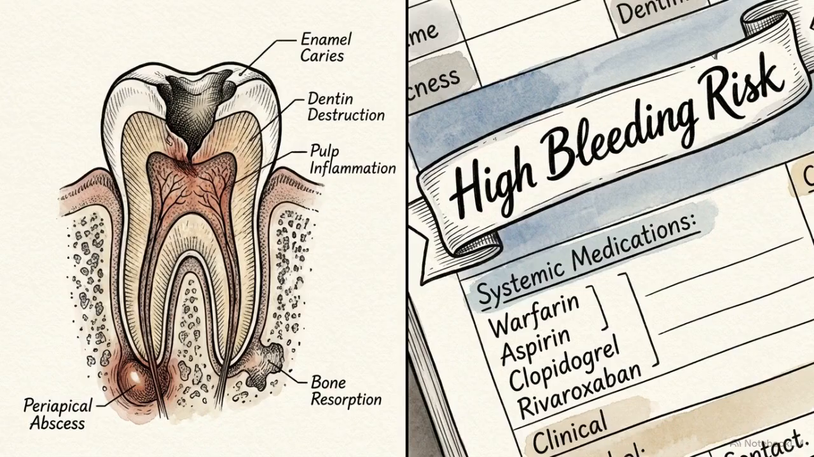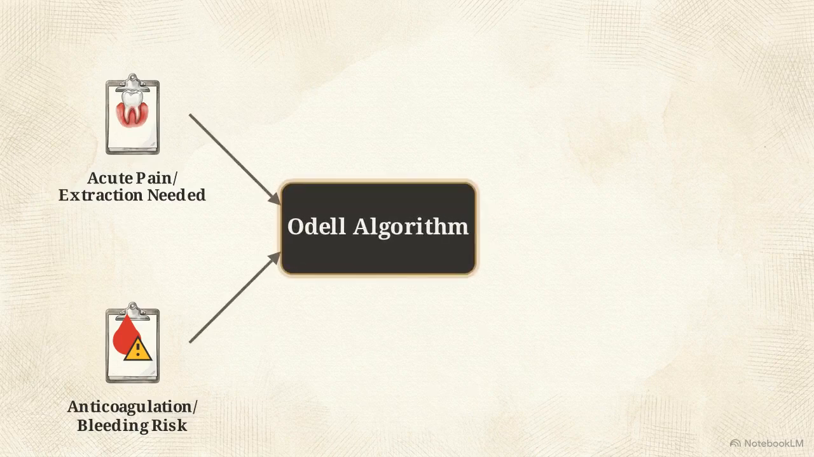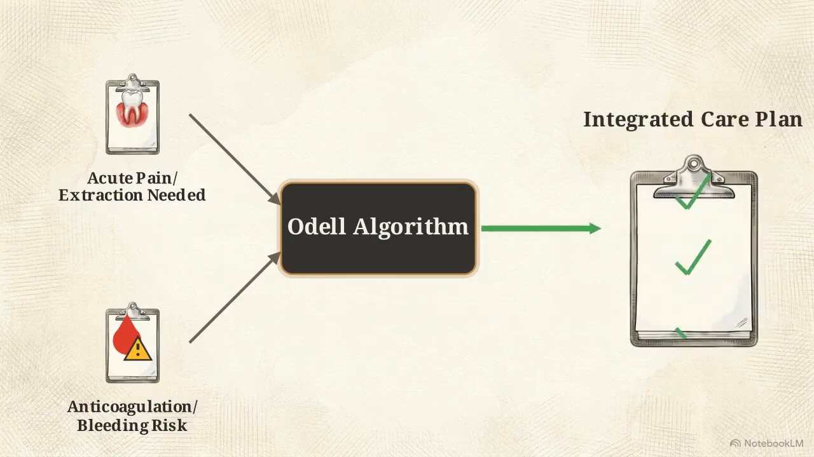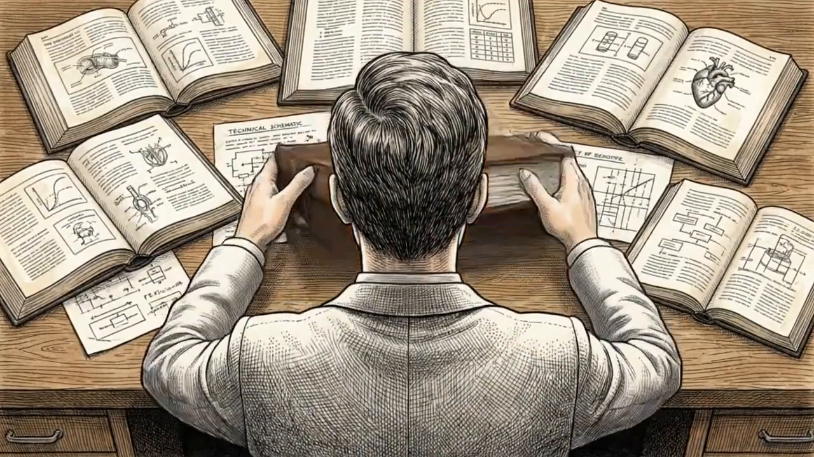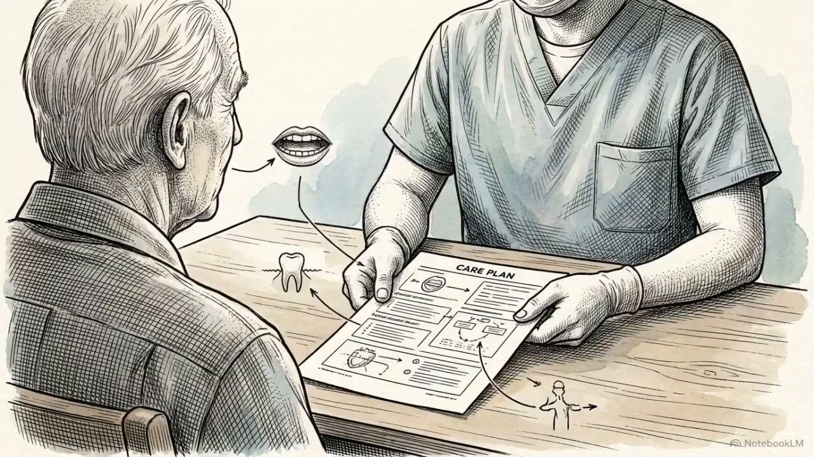In clinical assessments, patients rarely present with a single issue isolated from their medical history. This diagram illustrates a common exam challenge, intersecting clinical parameters, such as an acute pericoronitis extraction in a patient with bleeding risks. The Odell algorithm provides a clear path: address the pain, reconcile the surgical need with systemic guidelines, and formulate a care plan. True success is found not in merely memorizing 75 cases, but in applying the diagnostic algorithm that connects them. Clinical competency integrates scientific evidence, flawless technical skill, and ethical judgment.